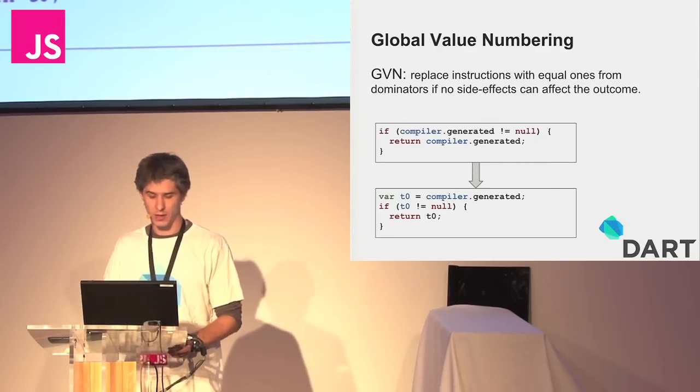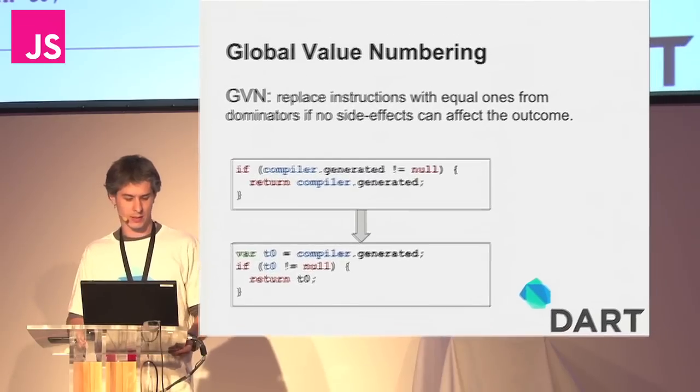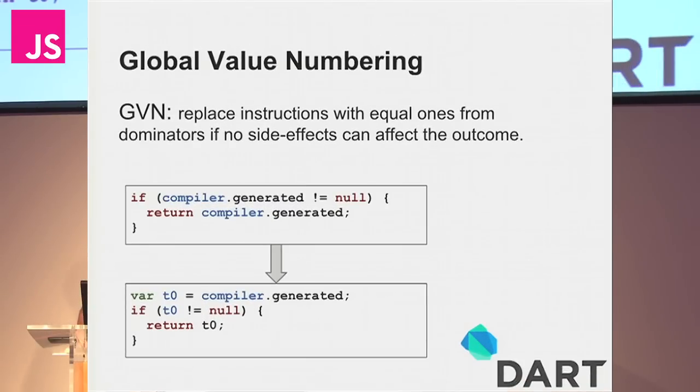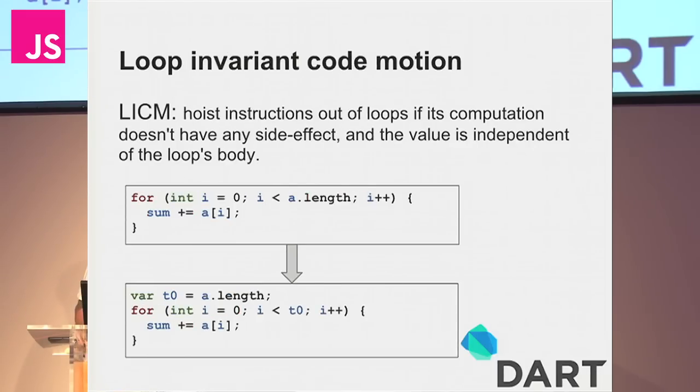So the global value numbering I mentioned, it basically just tries to avoid recomputing stuff if you have already computed it. So in this case, assuming that we know that compiler.generated is not a getter, we can avoid accessing it twice, just doing it once before the if, and therefore avoiding a little bit of code and of execution. In the same way, in loop invariant code motion, if we can show that we can hoist a computation out of a loop, well, let's just do that. It's as simple as that.